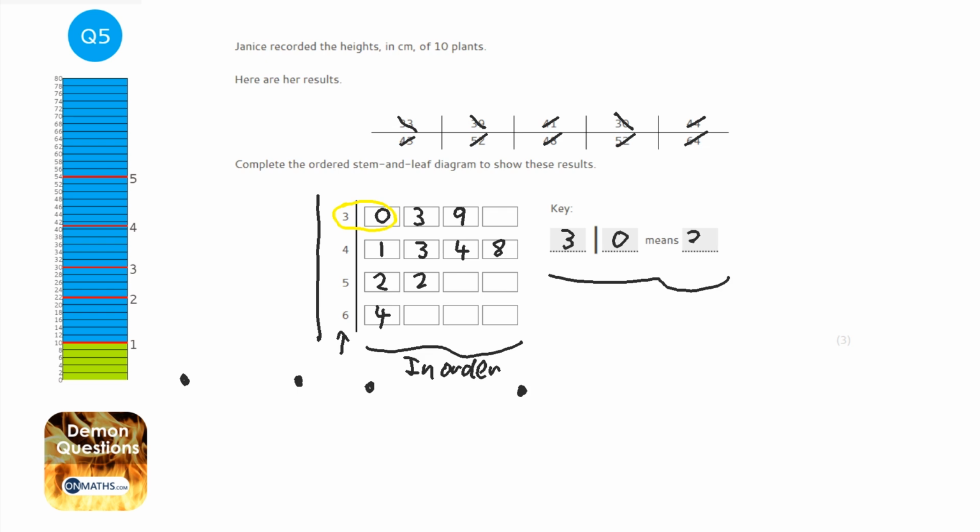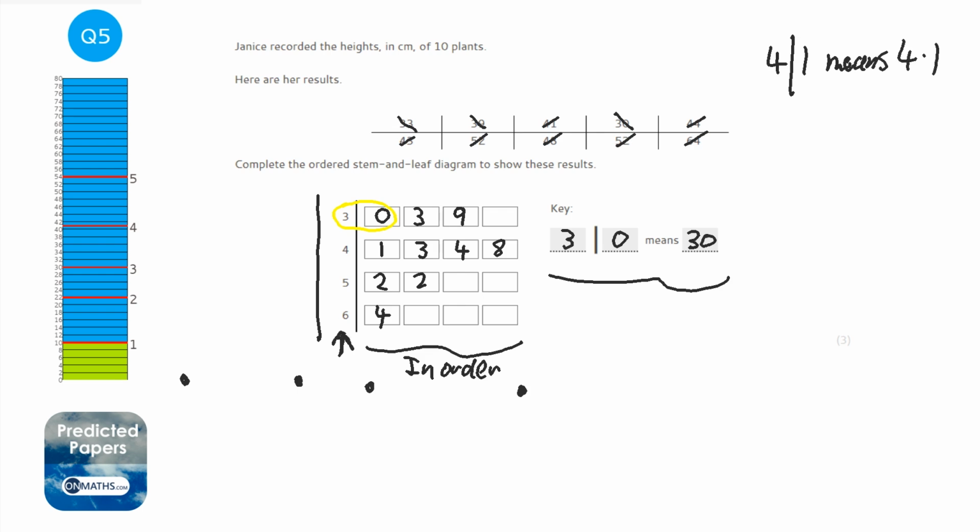means 30. Now you might ask, why do we need that? Because it's always going to be 30. Well, not quite, because you can get ones that are 4 line 1 means 4.1, which is why these ones here aren't always going to be tens. Sometimes those will be units and you'll be writing down the decimals. So just look out for that. Now you need to have, first of all the numbers in the stem and leaf, secondly them in order, and thirdly the key. That's what the mark scheme is going to say.